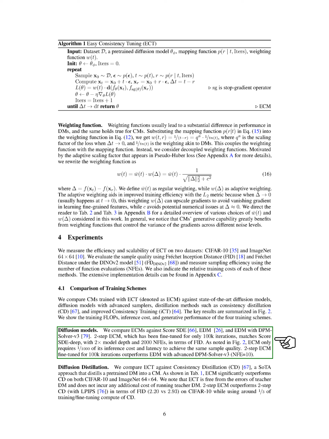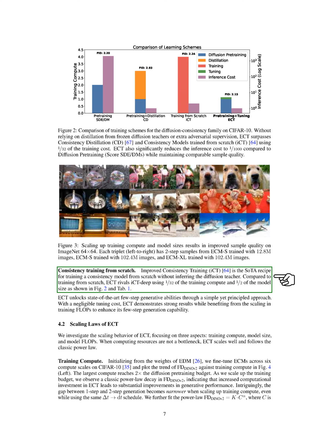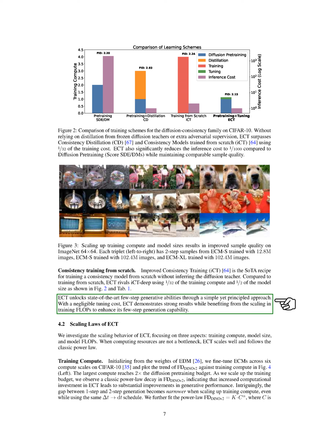Improved Consistency Training, ICT, is a leading method for training a consistency model from scratch without relying on a diffusion teacher. ECT competes with ICT deep using a fraction of the training compute and model size. ECT demonstrates impressive results with minimal tuning costs, showcasing advanced generative capabilities through a straightforward approach.